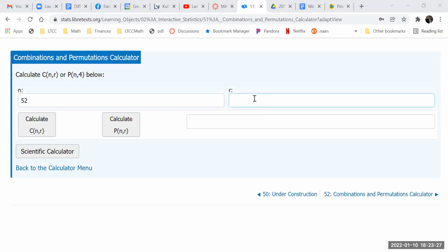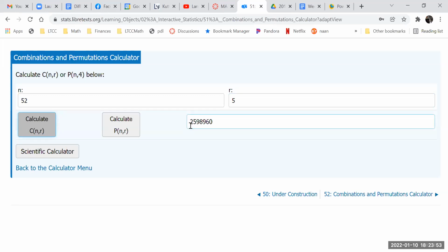5. That's R. And then I hit calculate nCr, C for combinations, because order doesn't matter. There's no way you could try to list all the different possibilities. There's way too many, right? It's almost more than 2.5 million different poker hands.